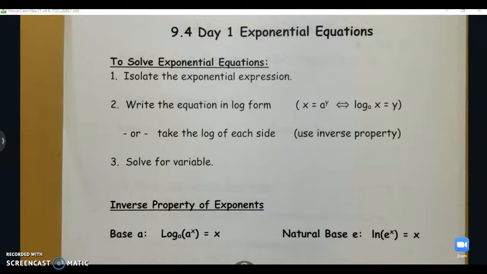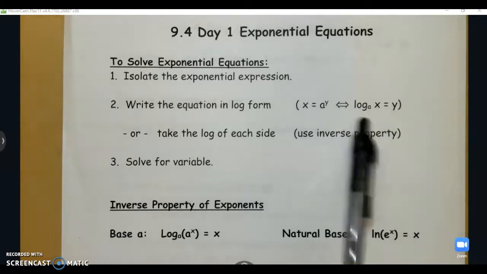Part 1 is exponential equations. To solve an exponential equation, when I'm given x equals a to the y power, how do I solve for my exponent? What we do first is isolate the exponential expression. If there's something being added, subtracted, multiplied, or divided on our exponential expression, we need to use algebra to get that alone. Then we are going to rewrite the equation in log form.